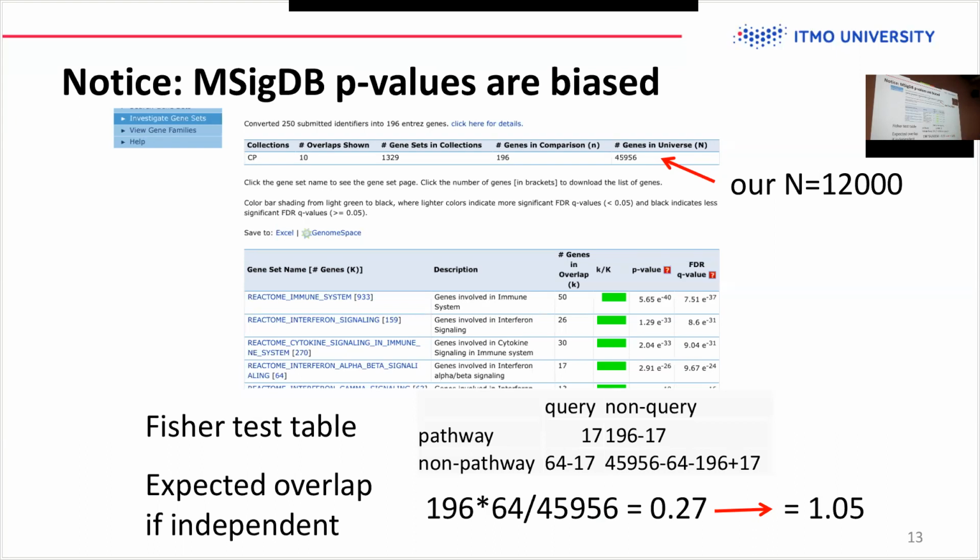So in proper calculations, we should have used not these 45K genes, but these 12K genes, or actually the intersection. Even better would be an intersection between the 12K genes and these 45K genes, which would be even smaller. But now, if we consider that we have a universe of 12K genes, the average overlap will be not 0.27, but 1.